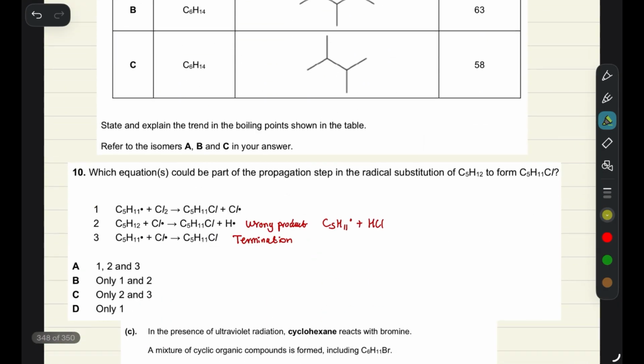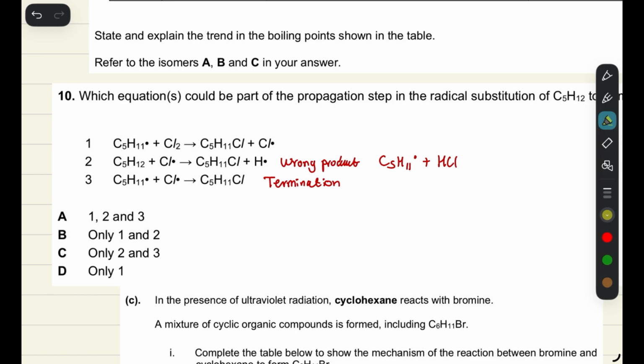Now the multiple choice, I'll quickly just go back here. This was the issue, yeah? The first one, I'm completely happy. That is a propagation step, yeah? Number 2, these are the wrong products. So if a chlorine radical reacts with pentane, you aren't going to form that. You're going to form a pentane radical, and you're going to form hydrochloric acid, yeah? Make sure you know that. And 3 is a termination step, meaning that your answer has to be D, only 1, yeah?